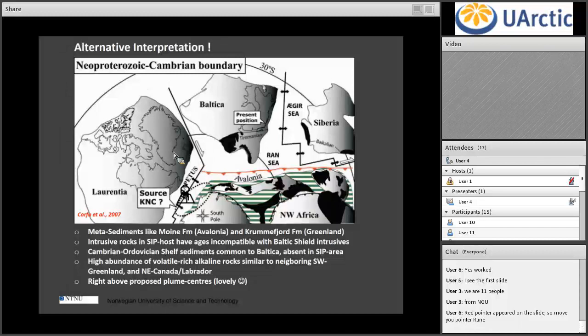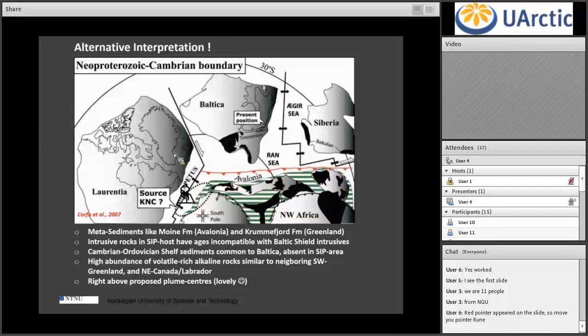He bases this on several pieces of evidence, including the Klubben psammites that are the host sediments. They actually look much more like the Moine Formation in Scotland and the Kromfjorden Formation in Greenland. And we can also see that we are lacking some of the Cambrian-Ordovician shelf sediments that otherwise are very common to the Baltic continent at this time. And we have a number of other pieces of evidence.